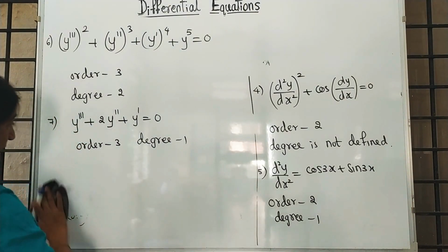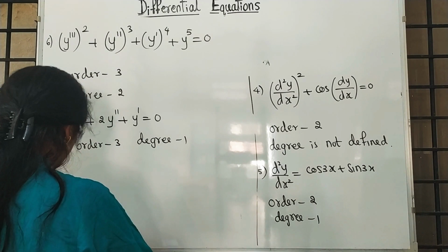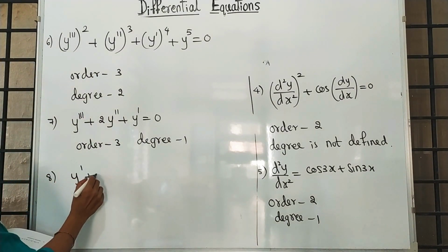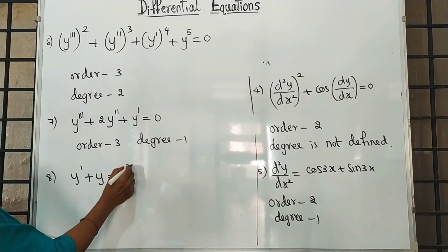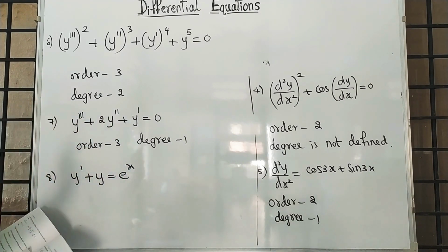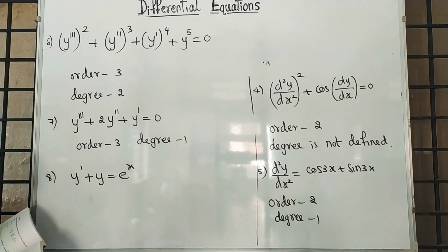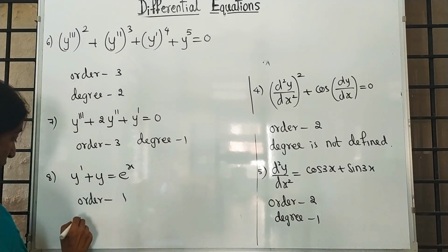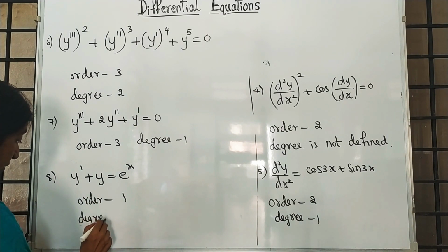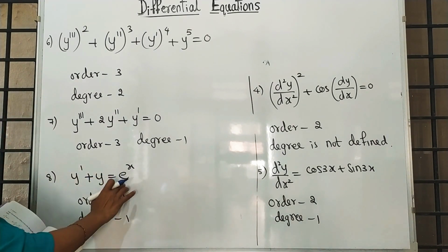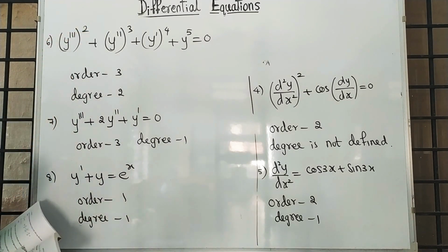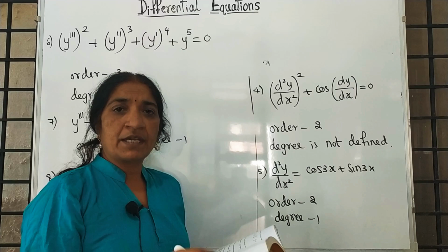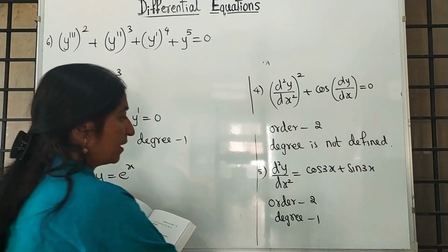Moving to the next question, question number 8. Y dash plus y is equal to e raised to x. See, in e raised to x, x is not dy upon dx, it is an independent variable. Y dash tells you first derivative, order 1, and degree is also 1. Don't make the confusion: in one of the examples it was e raised to y dash, which is dy upon dx, but x is not like that, x is an independent variable.